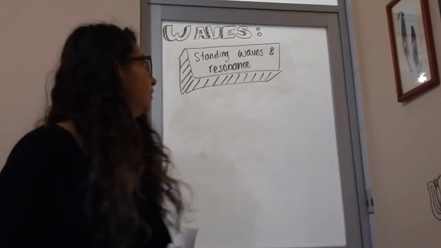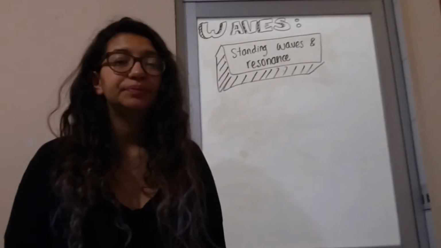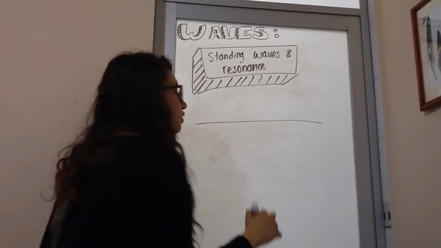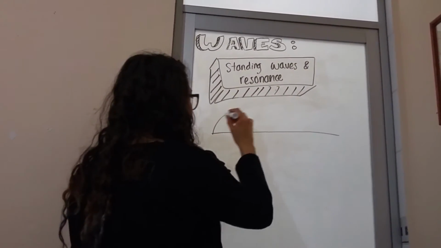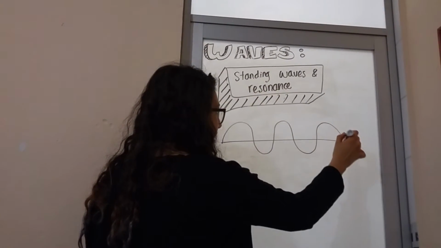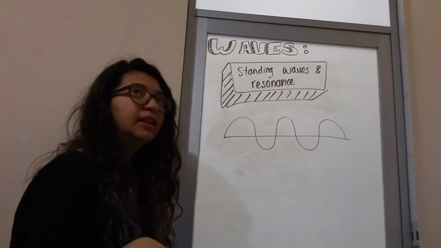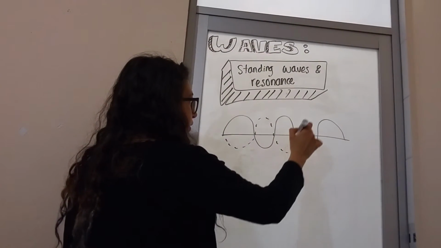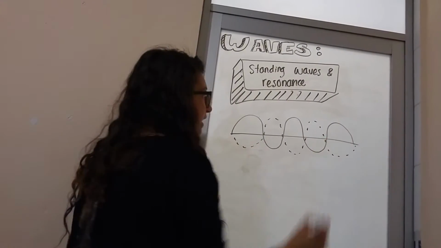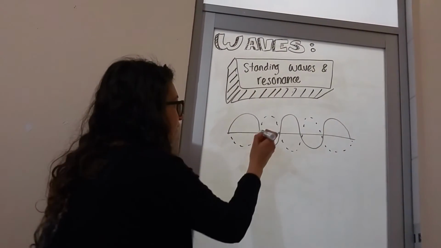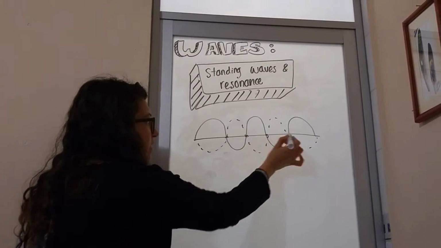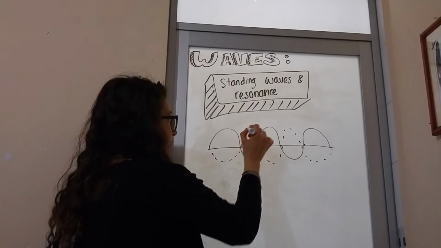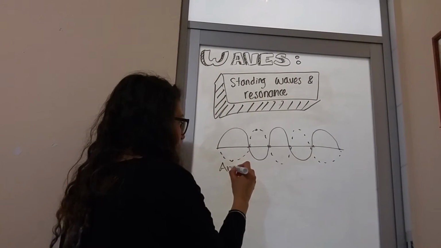Hi, now we're going to explain standing waves and resonance. Well, we have standing waves when we have two waves that are exactly the same, but they oscillate in the opposite way. We have this wave and we have the other wave that goes like this. So we're gonna have that each of these intersections is called a node, and here will be called the antinode.